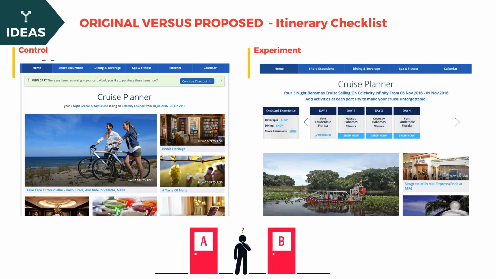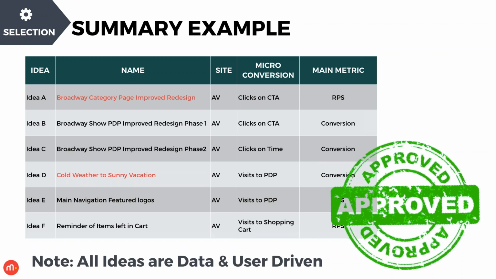And once we have a whole deck dedicated to that, and once we have the summary, so here's a summary example of that, and you can see ideas A to F. So B, E, F, and C were obviously approved, and anything that isn't approved goes back to the ideation process, and we really try to enhance it to make sure that it's testable. And again, it's so important to note that all of these ideas are data and user driven from the analytics.